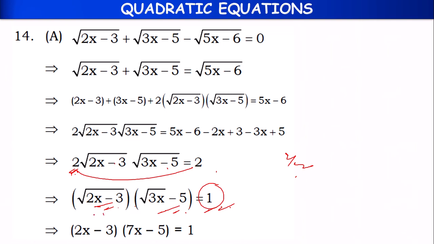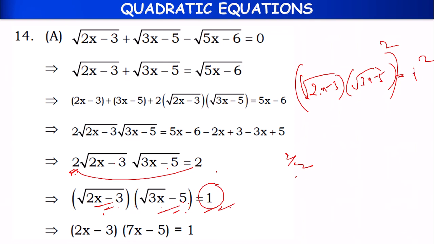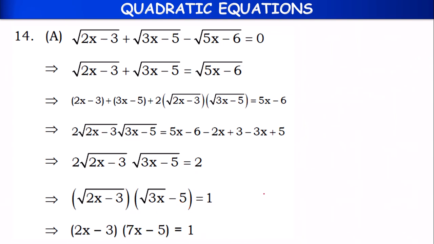Again, if we square on both sides, root of 2x minus 3 times root of 3x minus 5 whole square equals 1 square. As we have a product on the LHS, when we put a whole square on the product, the square applies to the first term and also to the second one. Square root gets cancelled, that is 2x minus 3. Square root gets cancelled, that is 3x minus 5, equal to 1. This we are getting.